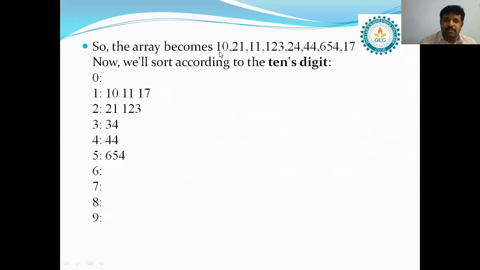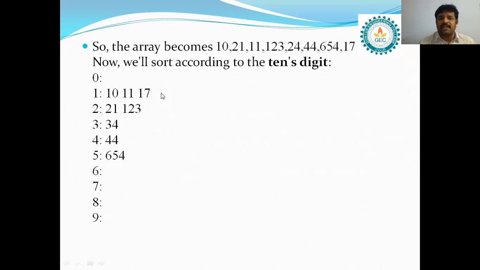So here in the tens place the value is 1. Here the value is 2. Here at the tens place the value is 1. Here it is 2, 2, 4, 5 and 1. Right. So among the values at the tens place, which one is the smallest? 1 is the smallest. But how many times is 1 repeated? 1, 2 and 3. 3 times. So we can write all these elements at the first location, that is 10, 11 and 17.